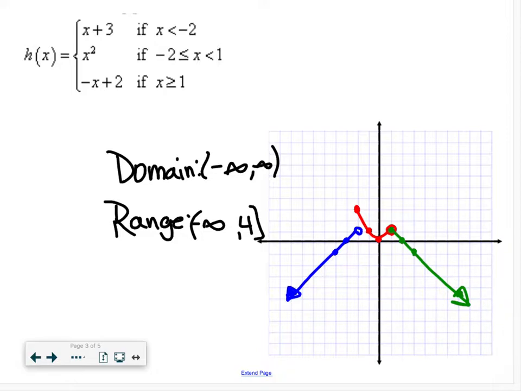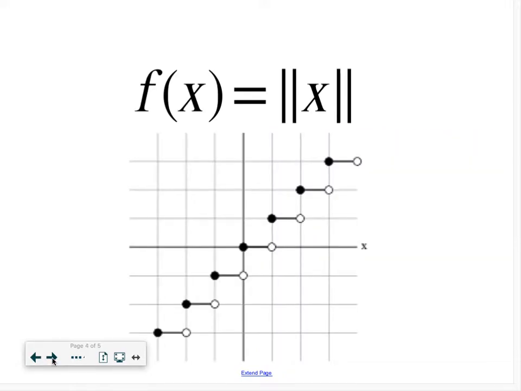All right, you guys ready for our new graph? It's fun. Here's our new graph. What does it look like? Okay, so the notation looks like double absolute values. I like that. The graph looks like stairs. Okay, so go ahead and draw it.